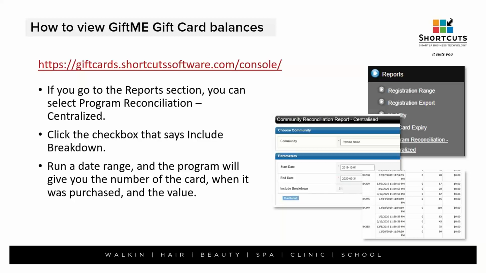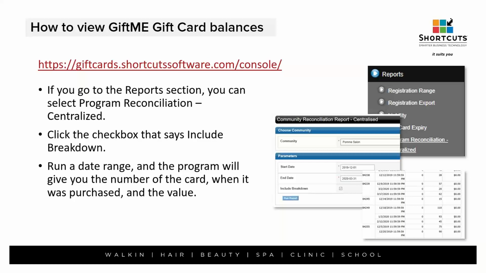If you were to go to the gift card console through your regular console, there's a report section. The report you're looking for is called Program Reconciliation Centralized. Now, there is a little checkbox that says Include Breakdown. So you want to include the breakdown so that you can see the individual numbers and the values.